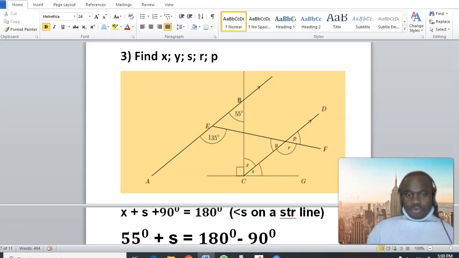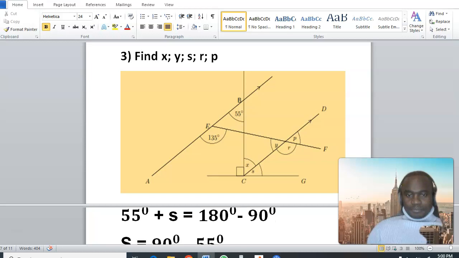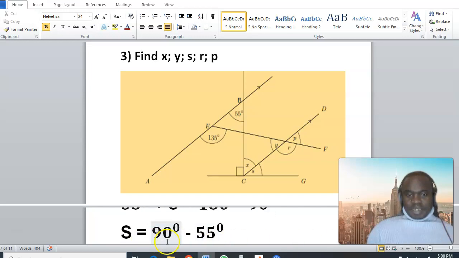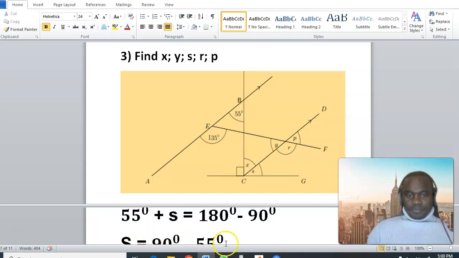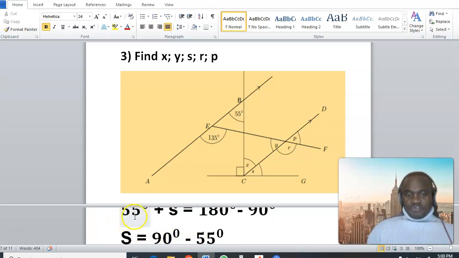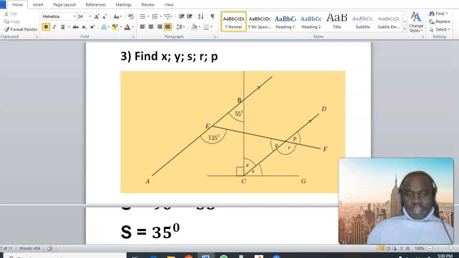But we know x to be 55 degrees, plus this s, then this is 180. I've transposed the 90: plus 90 is going to be minus 90 degrees. Then 180 degrees minus 90 degrees will give you 90 degrees. Then this plus 55, if I transpose, is going to give us minus 55. So s is equal to 35 degrees.